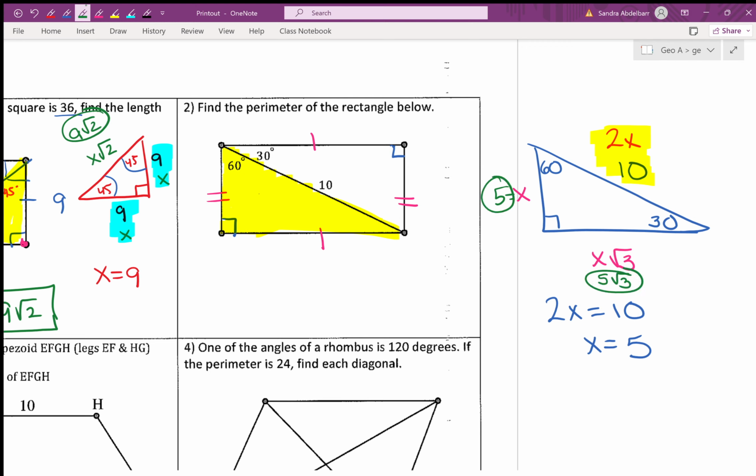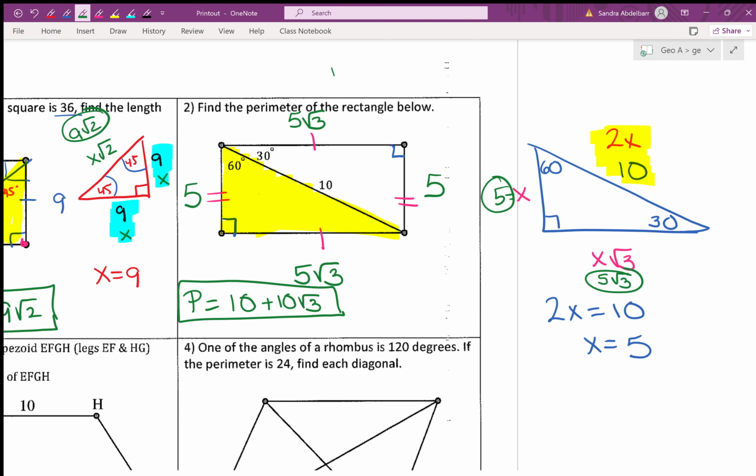All right, so now going back to the rectangle. If the left side is 5, the right side also has to be 5. If the bottom side of this triangle is 5 root 3, what's the top side of the rectangle? 5 root 3. So the perimeter is going to add up all the sides. 5 plus 5 is 10. 5 root 3 plus 5 root 3 is 10 root 3. I cannot add 10 and 10 root 3, so I leave it just like that.